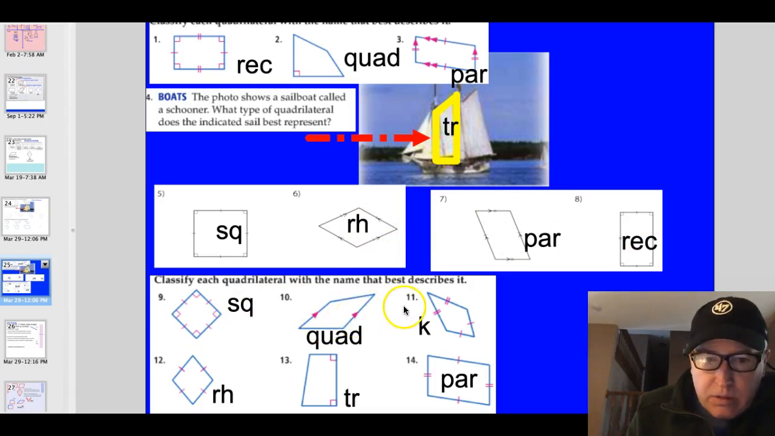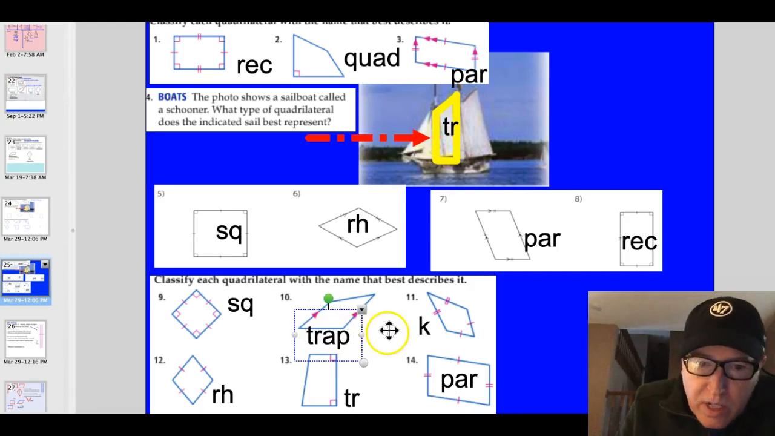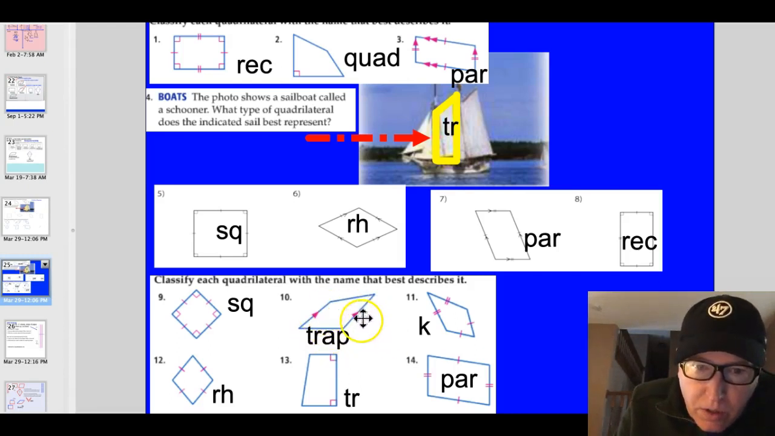There's nothing. Oh, let me take a look at that. That is not a quadrilateral. That is a trapezoid. It has 1 set of parallel lines right here.